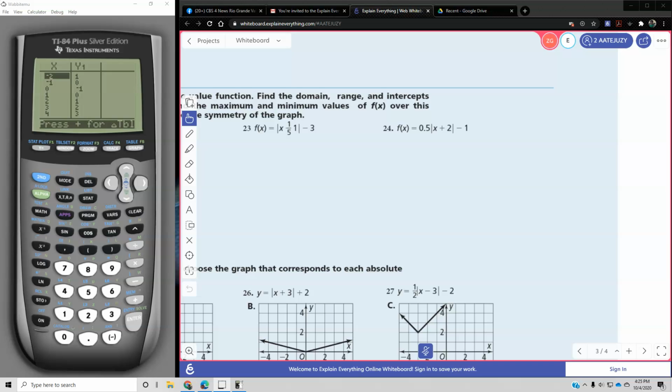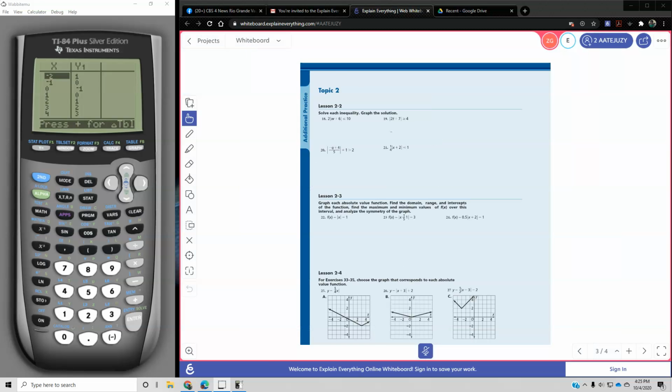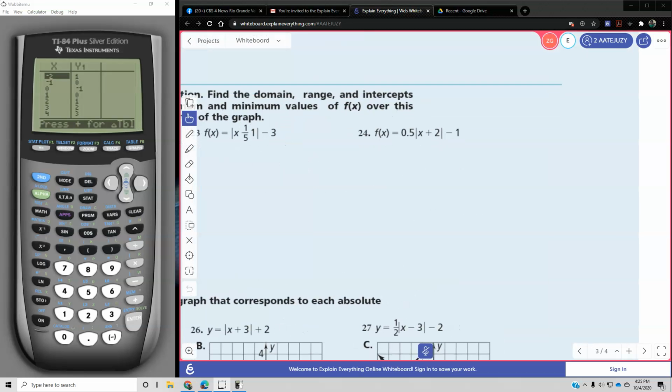I'm going to talk about the different transformations. The -1 is going to shift the parent function down 1 unit. Okay. The +2 shifts to the left. And the 0.5 is going to make the graph narrower. It's going to make it narrower. So I'm going to go ahead and graph that.